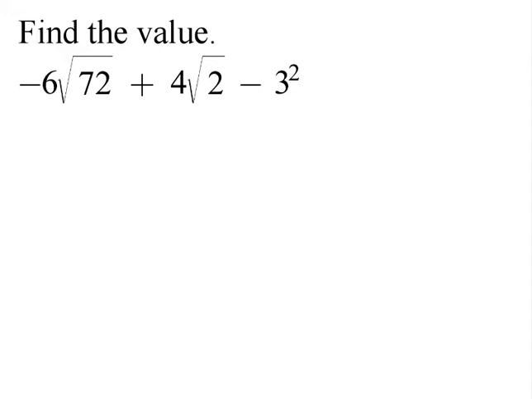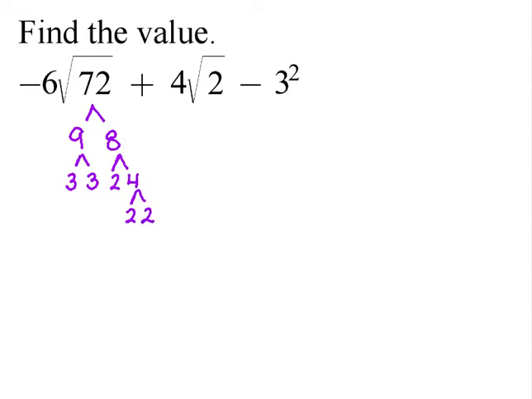Okay, yep, do the factor tree. So what does 72 break down to? 9 and 8. Okay, 9 breaks down to? 3 and 3. Yep, and then 8 breaks down to? 2 and 4, and then 2 and 2.